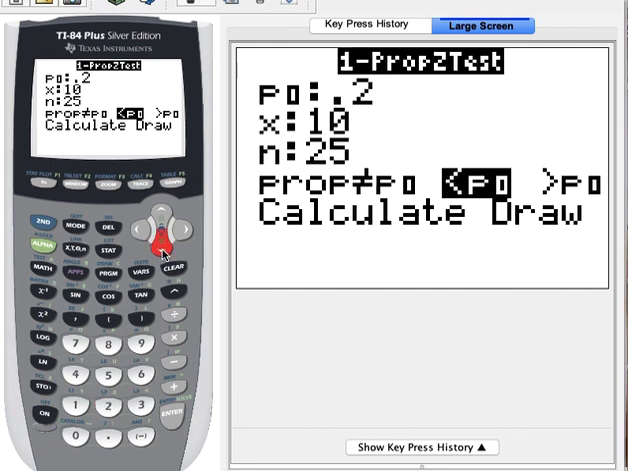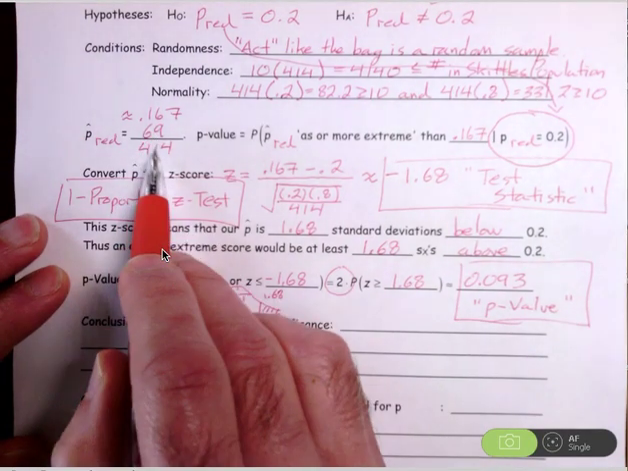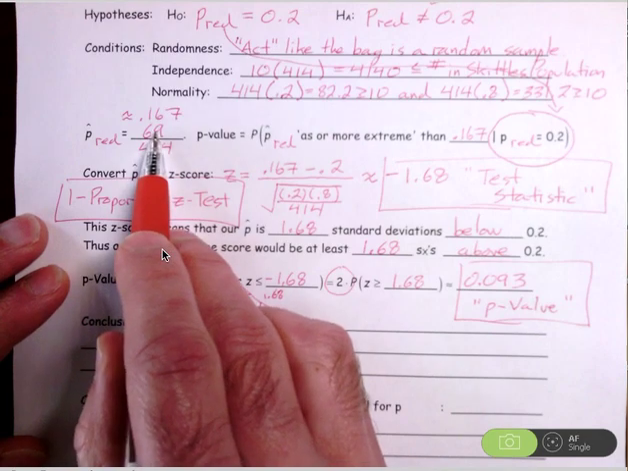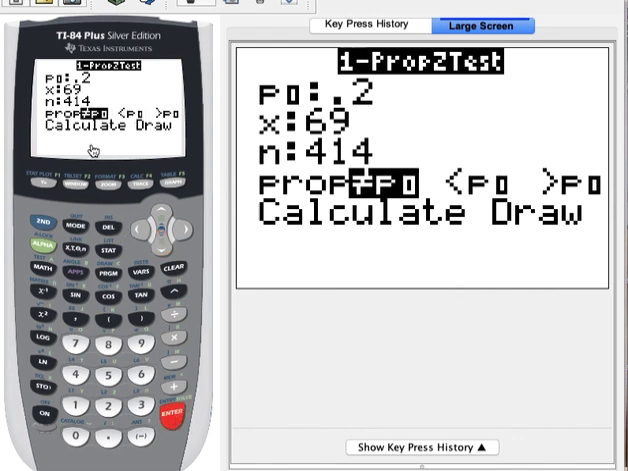So X is the number of successes. Remember, our sample statistic was 69 successes, 69 red Skittles out of 414. So X is 69, N is 414. And this is a two-sided alternative, so you should choose the not equal to alternative here. That's where you're specifying your alternative hypothesis.